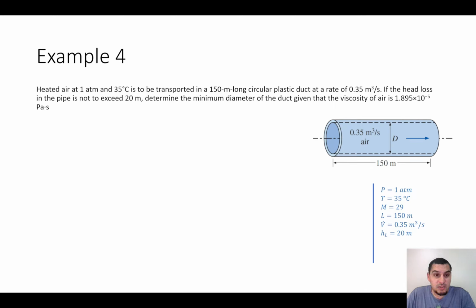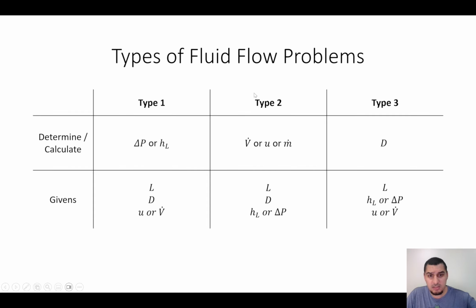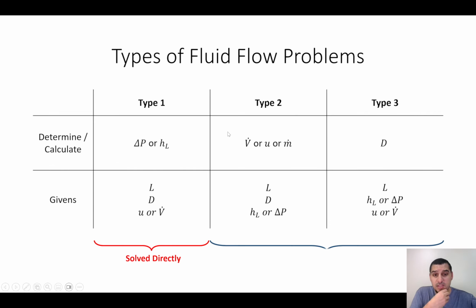Hello everybody. Now we are going to discuss the third case. Let me just go to this slide so we know where we are right now. We already discussed the type 1 problems for the turbulent flow where we calculate the losses or delta P, and then the second type where we calculate the velocity or volumetric flow rate or mass flow rate. And this is what we discussed last time.